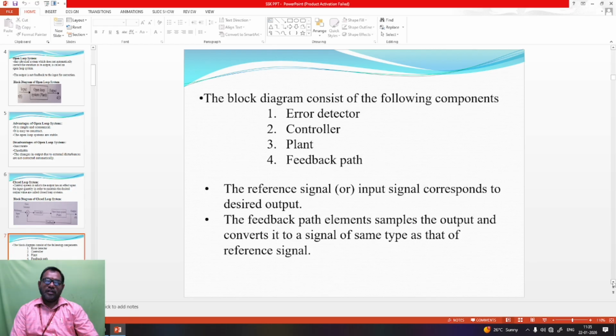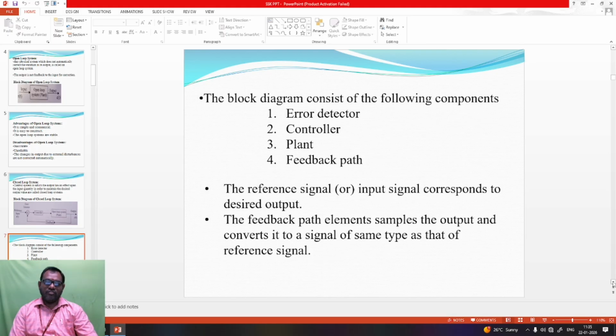So we need 90% of the output. We need to edit or change the system plant concept, and we have to get the 90% output. So this is the desired output we are going to get with respect to different input signals. And the feedback path takes samples of the output and converts them into a signal. So the output is fed back to the input. Here a sample of the output is converted into input.